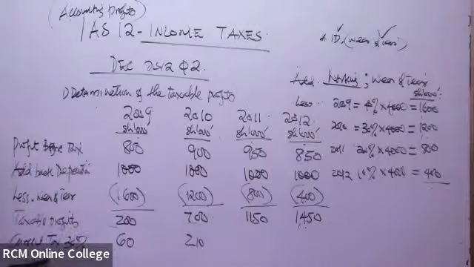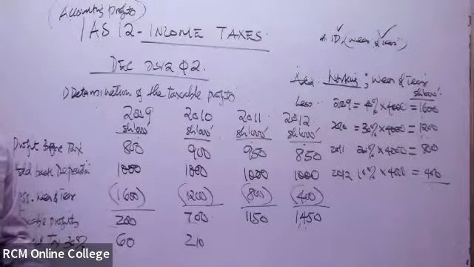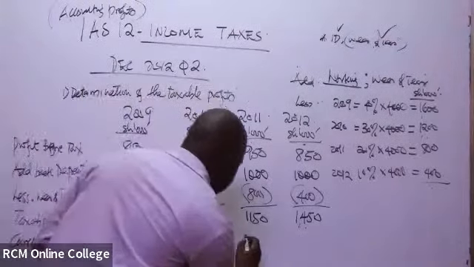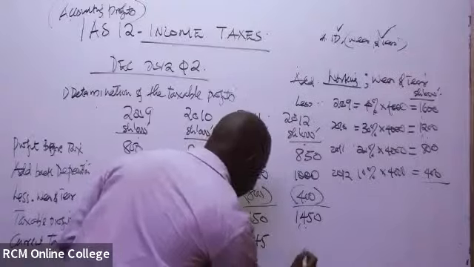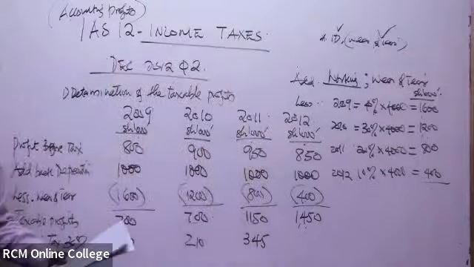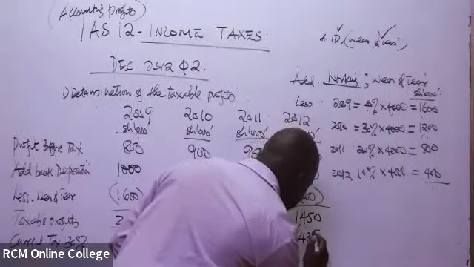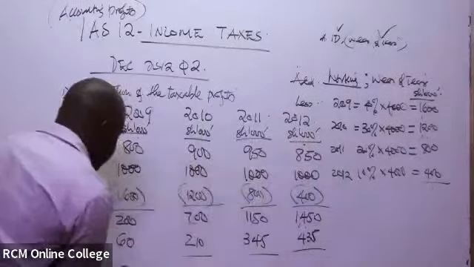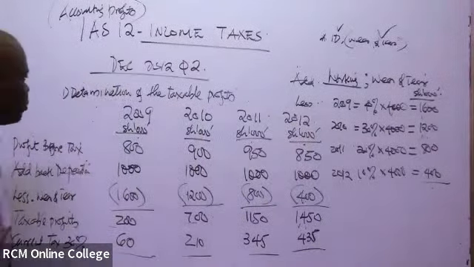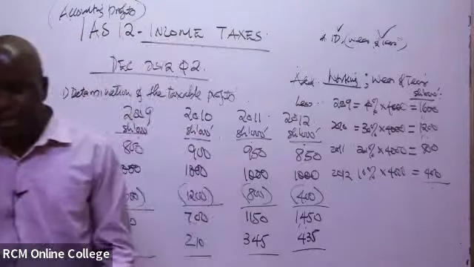So in this case, the current tax for this one is 60, this one is 210, this one is how much? It is 345. Then the last one, 435. So we've already been able to finish up with the first part. The first part is actually done and dusted.